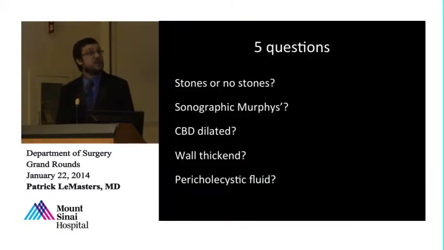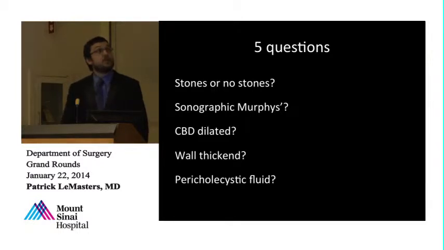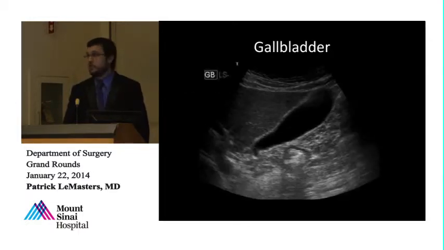So when I perform gallbladder ultrasound, I think of 5 questions. Are there stones? Is there a sonographic Murphy sign? Is the common bile duct dilated? Is the wall thickened? And is there pericholecystic fluid? So here's a nice image of a normal gallbladder. No stones, no thickening. It's beautiful. Nothing like we ever really see.